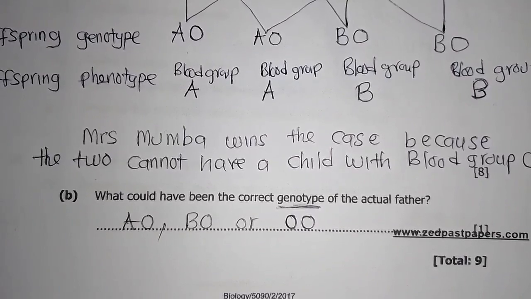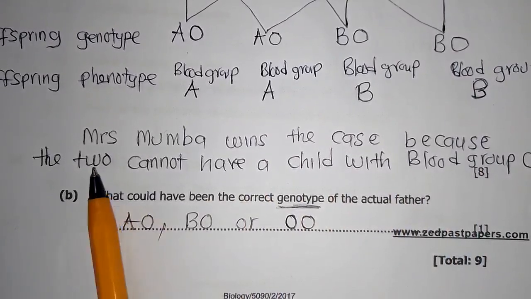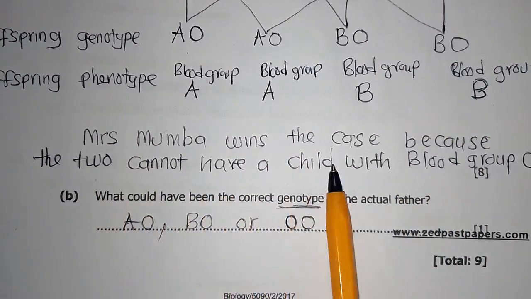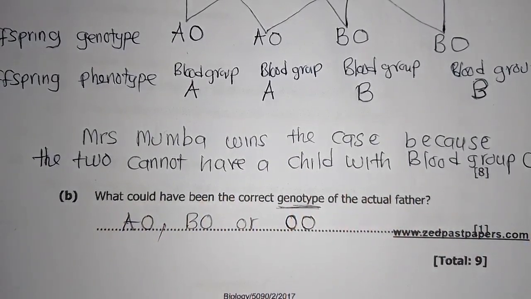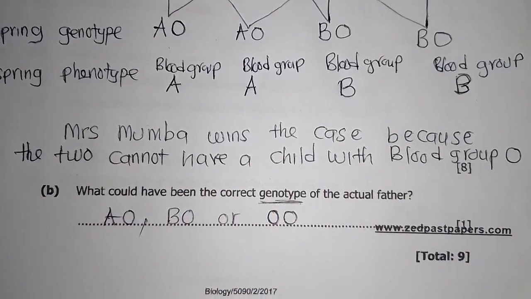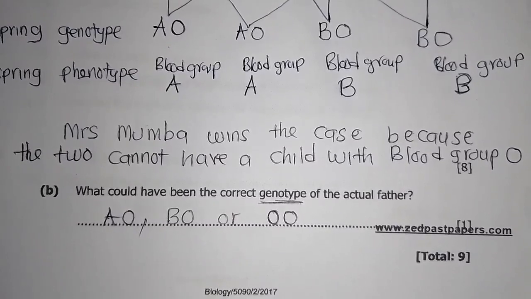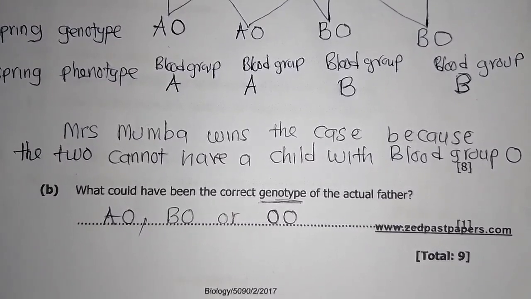So Mrs. Mumba wins the case because the two cannot have a child with blood group O. So this is an interesting topic. Genetics is my interesting topic. I really love this.